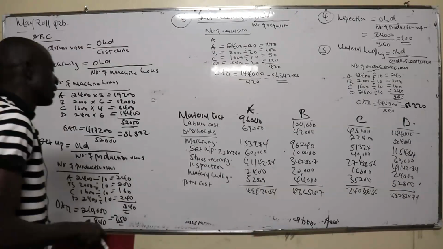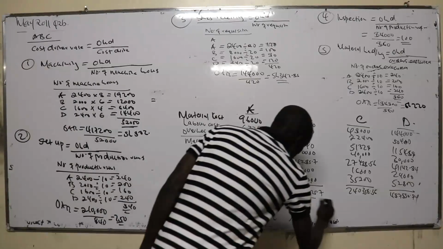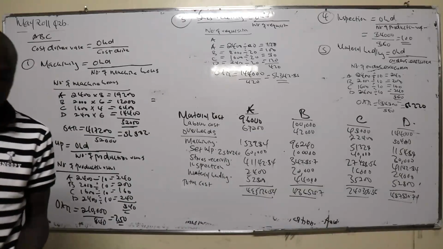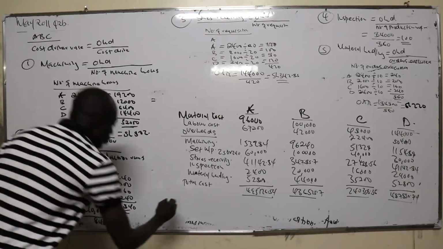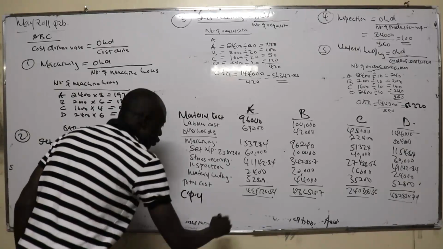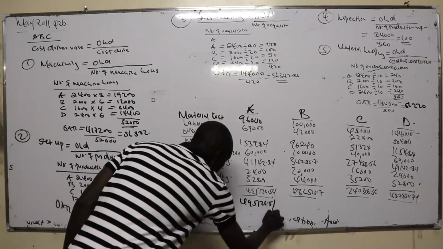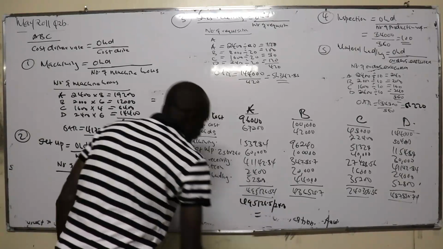So they want the cost per unit. This is the total cost, that is material, labor, and overheads. So you're going to get the cost per unit. The cost per unit here, you're going to take this one, 495,126. You divide by 2,400 units. Here you get the cost per unit.